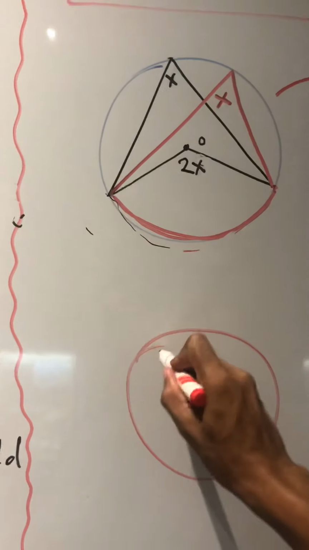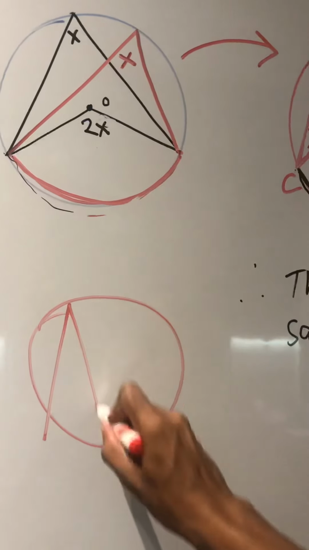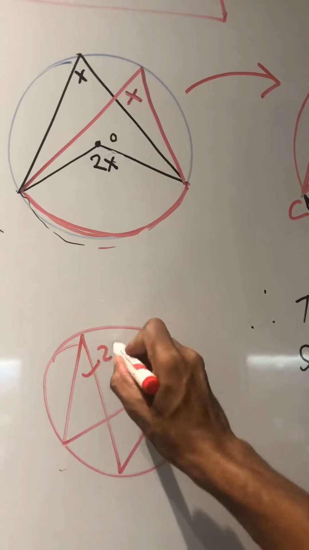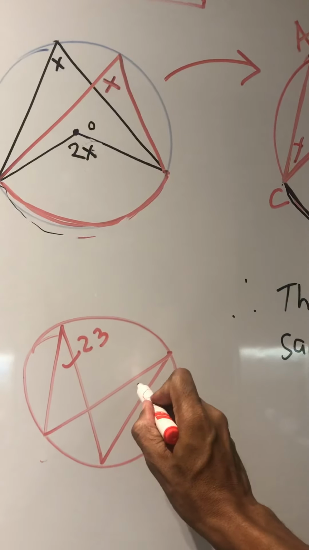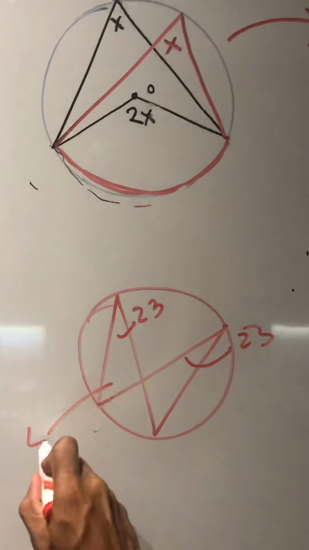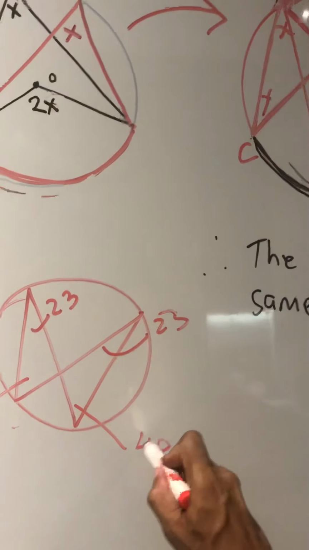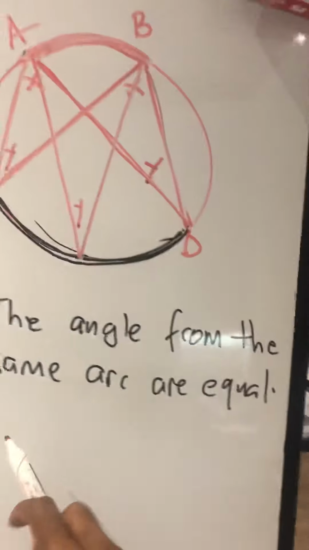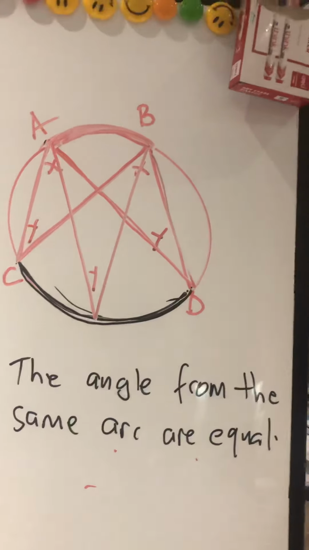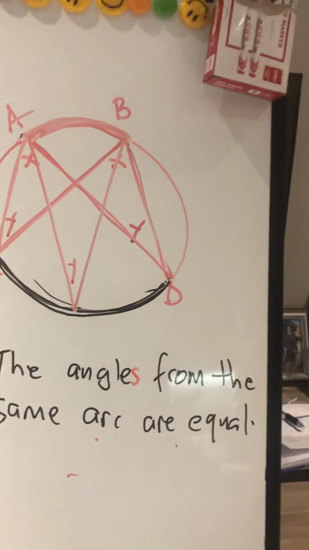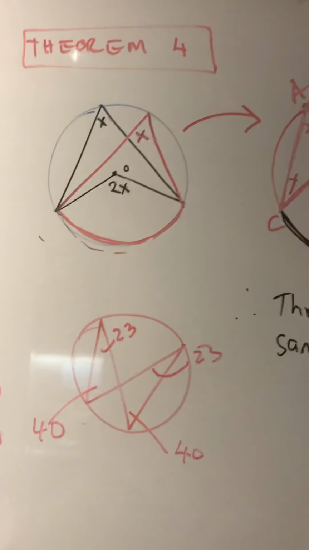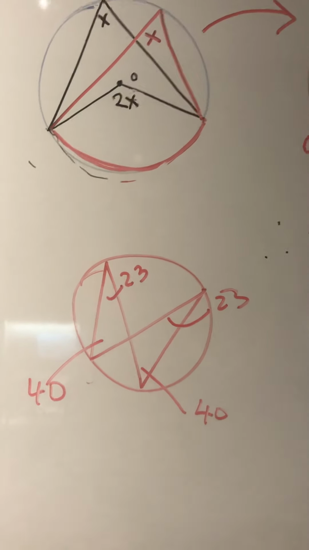So now, if that is 23, what will that be? That also will be 23, right? So if that is 40, that also will be what? Will be 40. And what will the reason be? The reason will be the angles from the same arc are equal. Angles from the same arc are equal.